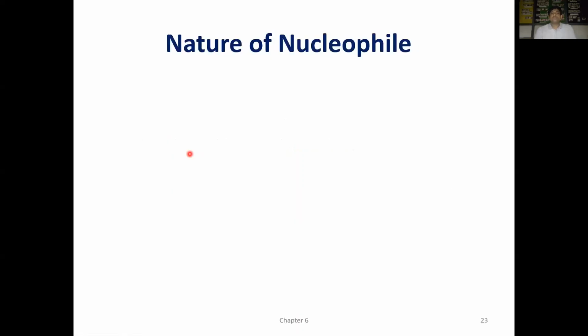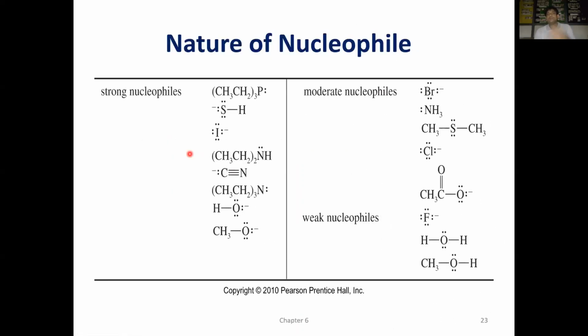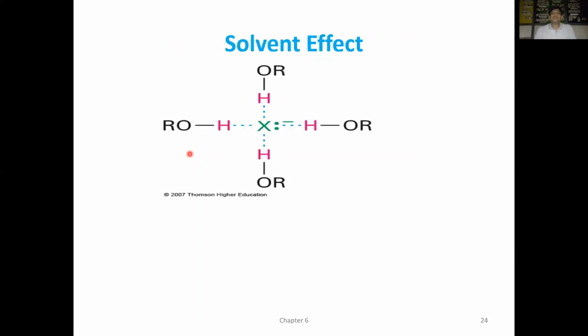Then, nature of solvent. These are some nucleophiles. You can classify them into strong nucleophiles, moderate nucleophiles, and weak nucleophiles. And the next one is nature of solvents. You can classify solvents into polar solvents and non-polar solvents. Non-polar solvents are not suitable for SN2 type of reactions. What is the reason? Not only SN2, generally for nucleophilic substitution reactions, non-polar solvents are not suitable.